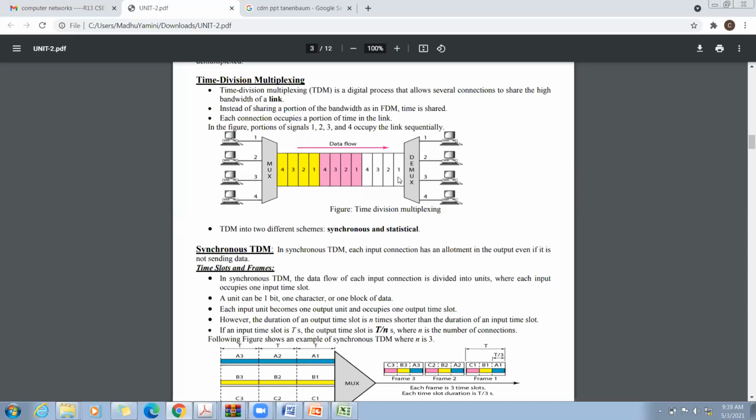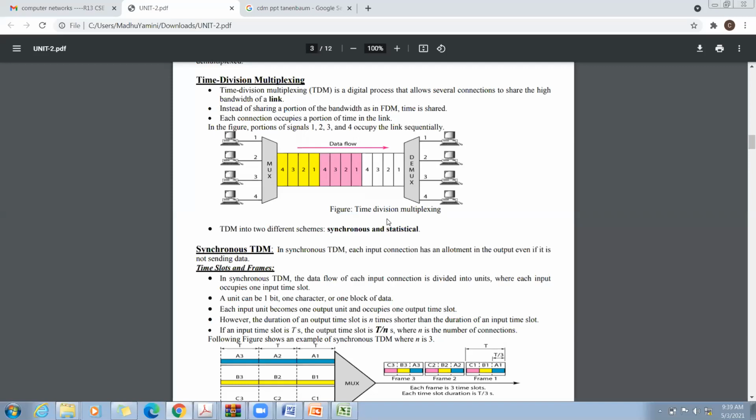In the operating system, you have learned about the round robin scheduling algorithm. In that, irrespective of the process time, first it allocates for process 1, then process 2, process 3, and so on, process 4. After that, it again repeats process 1, 2, 3, 4. Like that, in time division multiplexing also, the time is divided among the connections or among the systems.